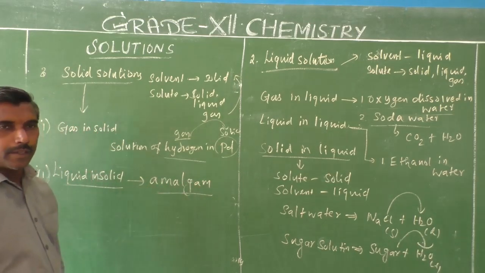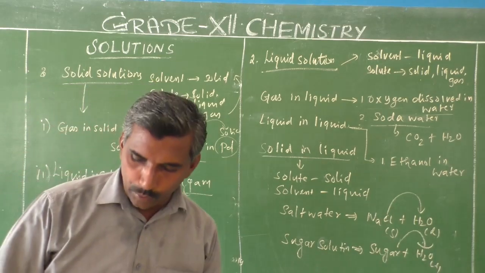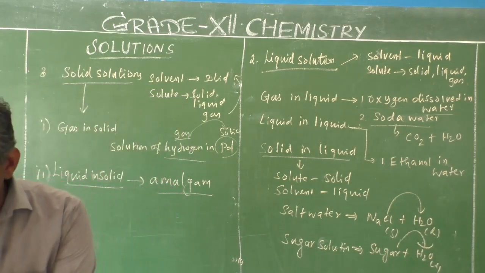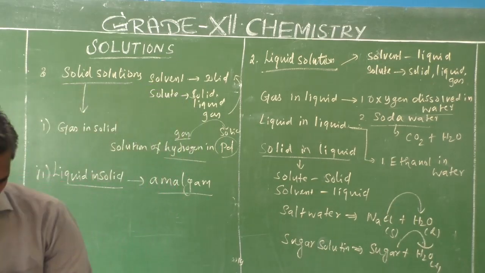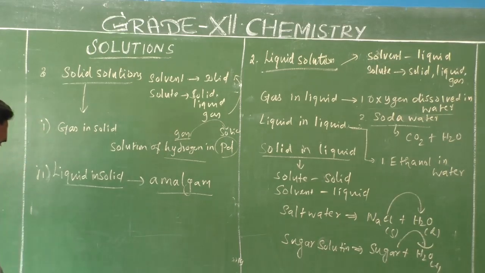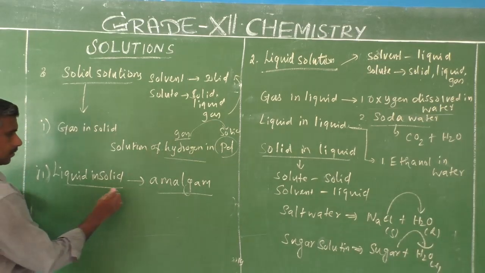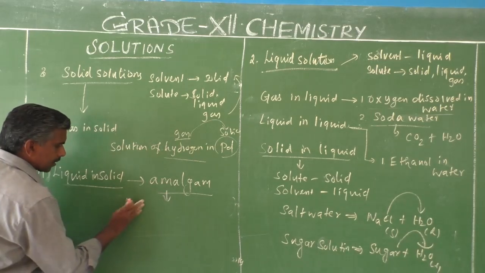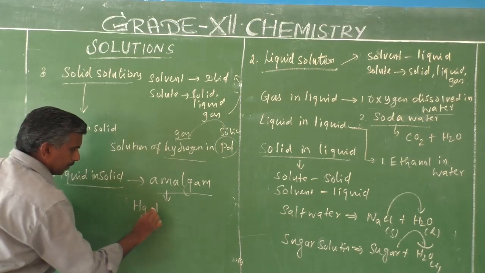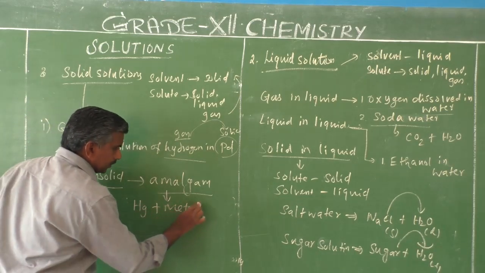Amalgam means what? What is the meaning? Metal plus mercury. Any metal plus mercury is an amalgam. Example, amalgam. Amalgam means mercury plus metal.